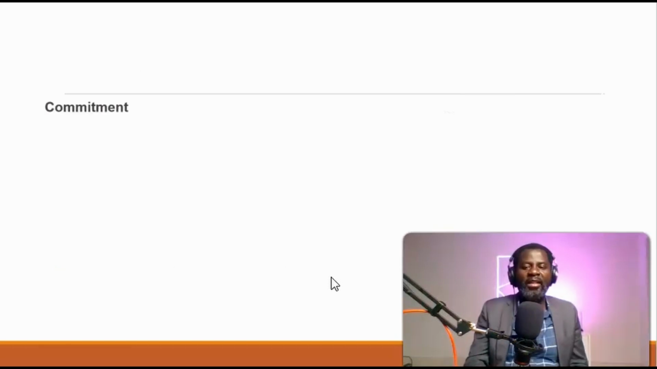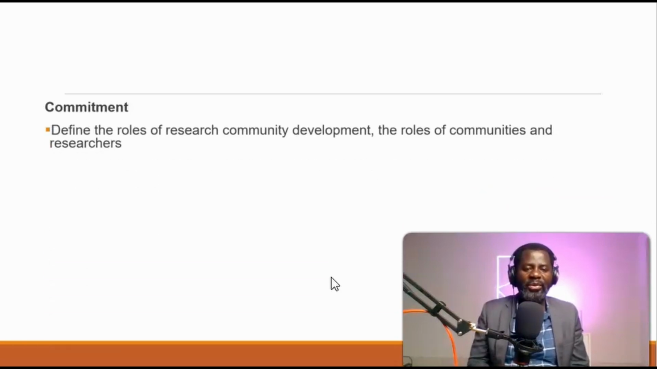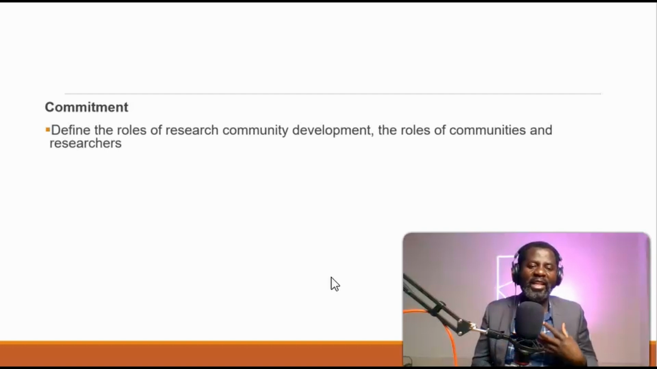The next thing we should do is commitment. When we rediscover and we have recovered, we mourn and we dream, we need to commit to the dreams. We need to define the roles of research community development, the roles of communities and the roles of the researchers. We need to know who is going to do what. Otherwise, just dreaming and mourning and recovering and discovering ourselves may not take us anywhere.